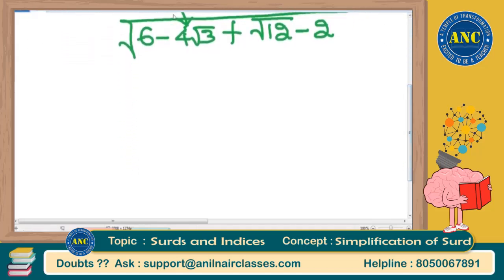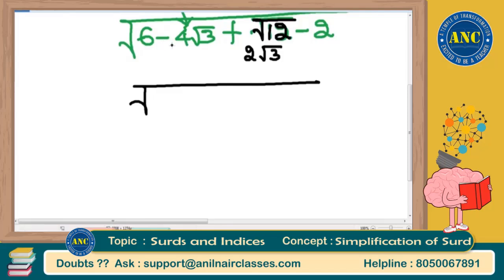So simplify further. This is root 12, which is nothing but how much? 4 into 3. 4 into 3 is, it is 2 root 3. So your final value will come up to 6 minus 4, 2 is 4, minus 4 root 3 plus 2 root 3 is, it is minus 2 root 3, right? It is minus 2 root 3.